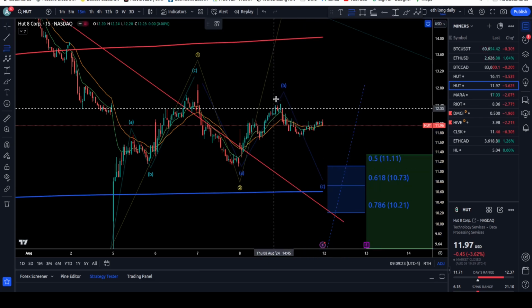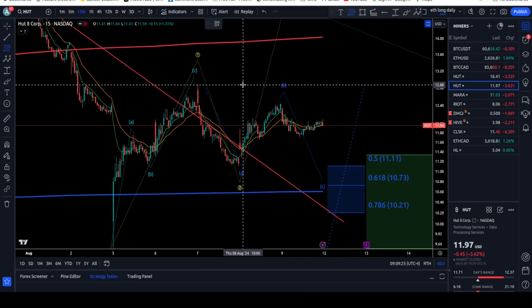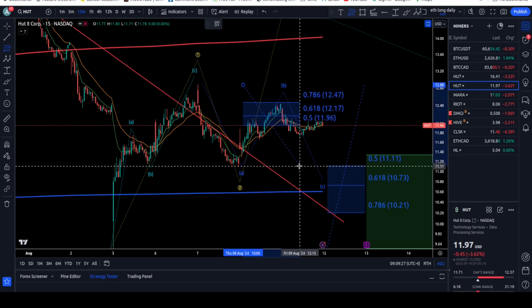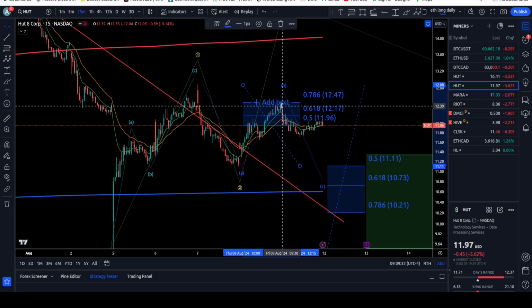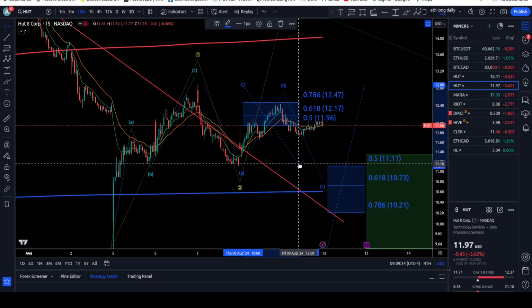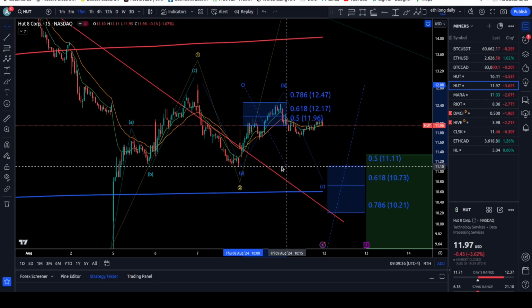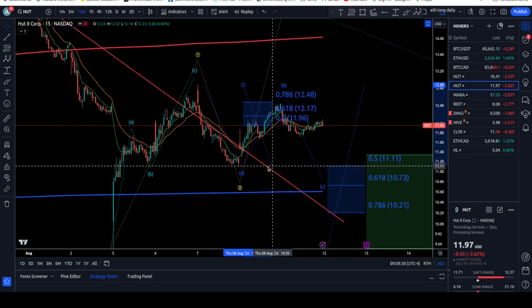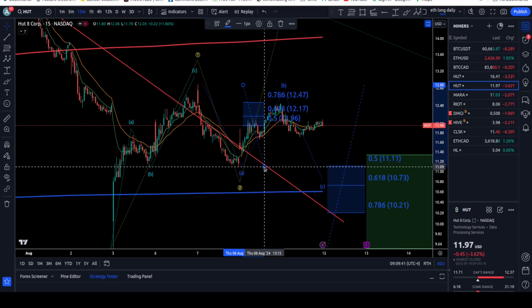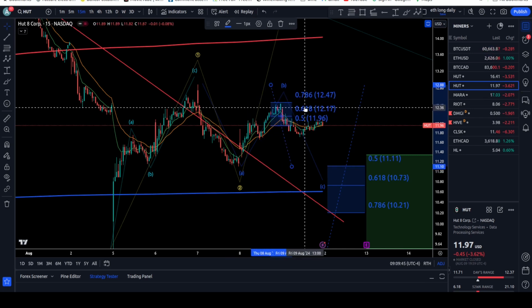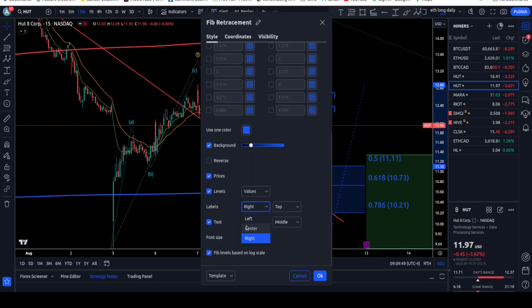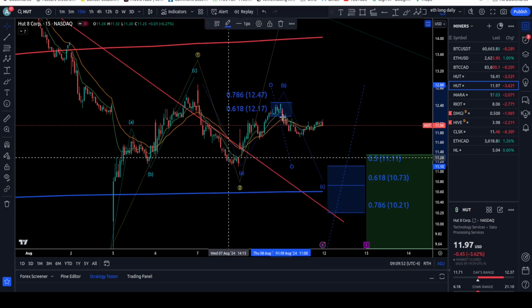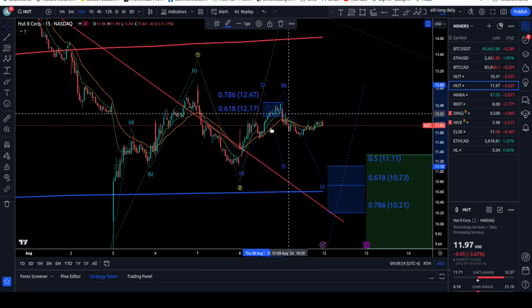Now do the fib retracement for this B wave. Where did it go? Up to now anyway. Okay, 0.786. That's the ideal target for a wave B. So for now, it's not bad. Let me put it smaller. Move it around. Take out some numbers and put it on the left side. A little bit cleaner like that.